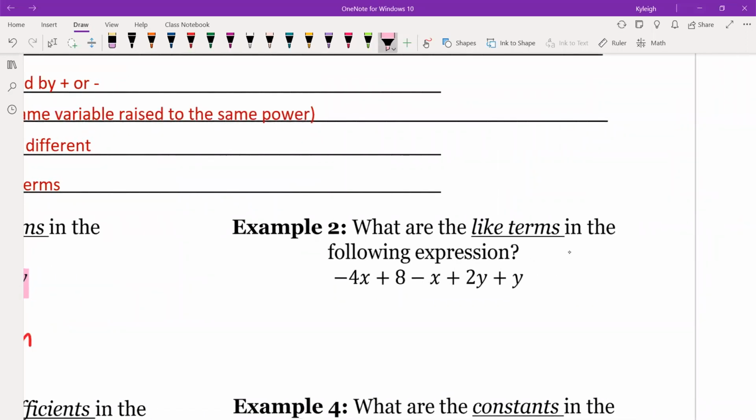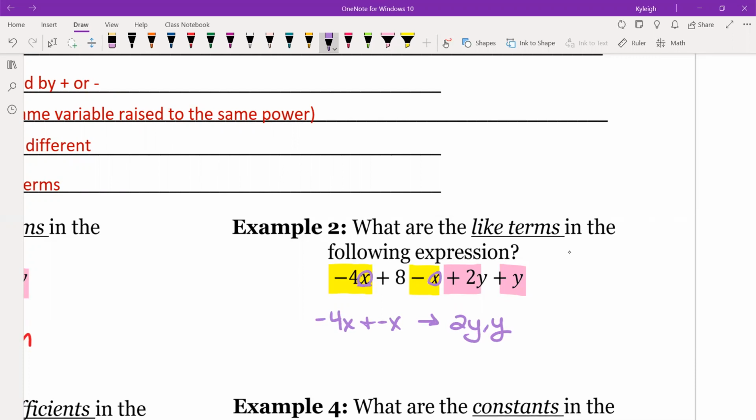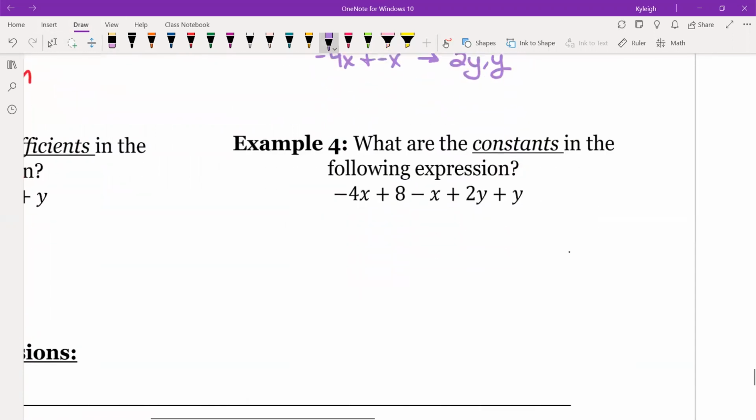So like terms are things that are the same, right? So here's an x, and here's an x. Here's a y, and here's a y. Ending 8 doesn't have another constant. So our like terms are -4x and -x, as well as 2y and y. Okay, so we have two sets of like terms because they're the same. They're both x's. They're both x to the first power. Again, coefficients, the number in front, don't matter.